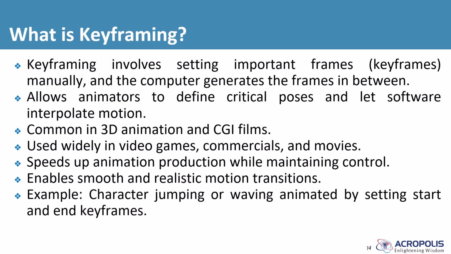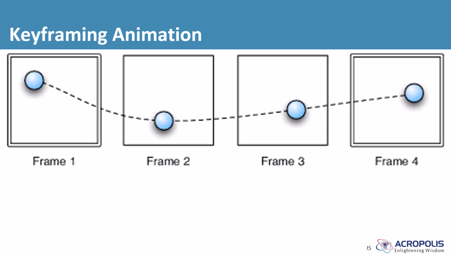Now what is keyframing? Keyframing involves setting important frames manually and the computer generates the frames in between. It is common in 3D animation and CGI films. Examples are characters jumping or waving, animated by setting start and end keyframes. This is the diagrammatic view of keyframing animation.